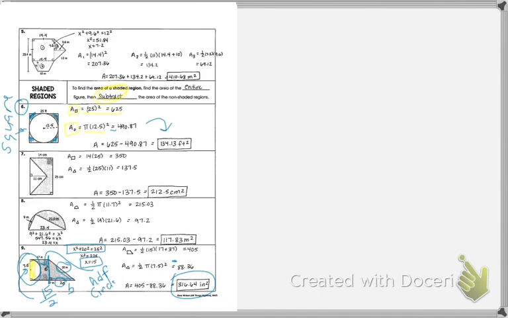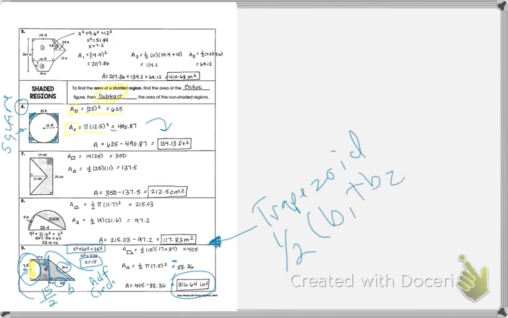To be honest, I think I like the way they did it better than my approach. I don't know if you noticed how I switched it up at the end. They used the trapezoid formula instead of breaking it into both a triangle and a rectangle. So the trapezoid formula is 1/2 base 1 plus base 2 times the height.